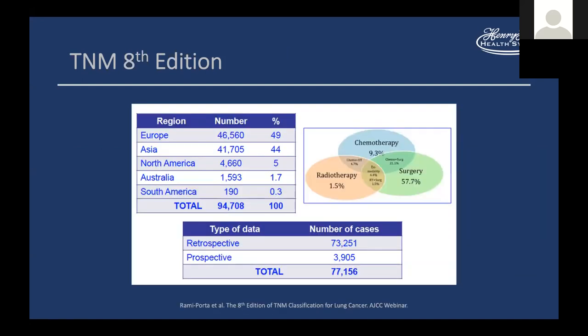So what makes up the TNM eighth edition? They basically reviewed over 77,000 cases. The majority of them are retrospective, as you can see here. And when you look at the regional distribution, a majority of the cases came out of Europe and Asia, with a surprisingly small percentage coming out of North America. And when you look at the treatment for these patients, 80 plus percent of them got surgery of some form or another, with 57% of them only getting surgery. So there's a lot of surgical patients.